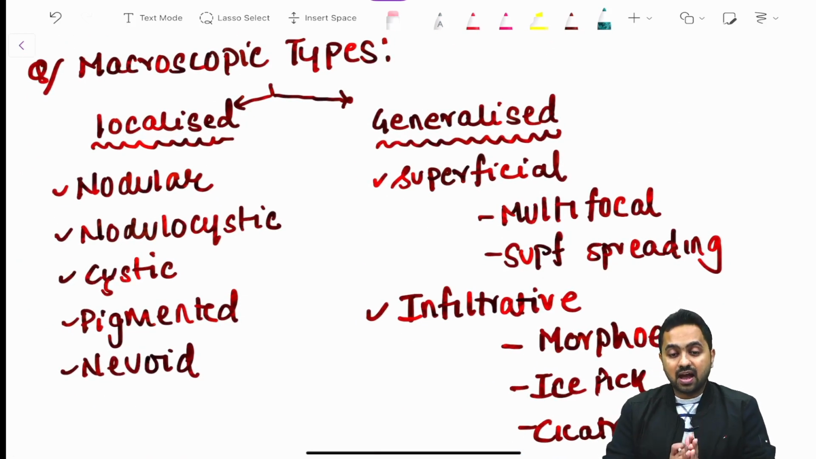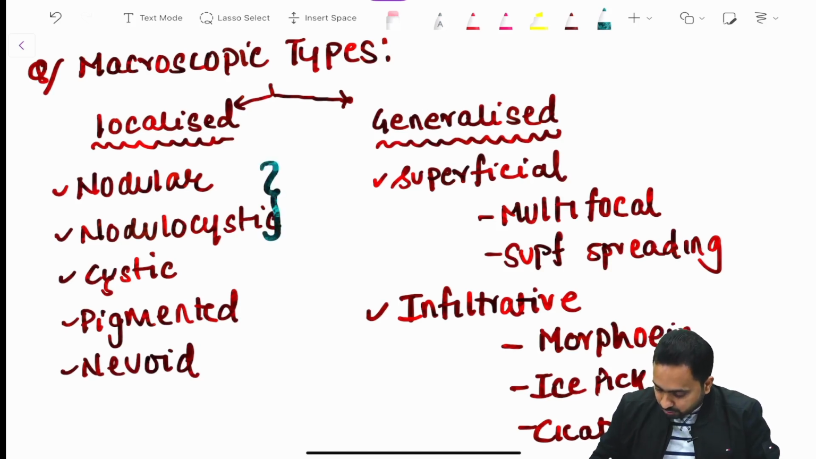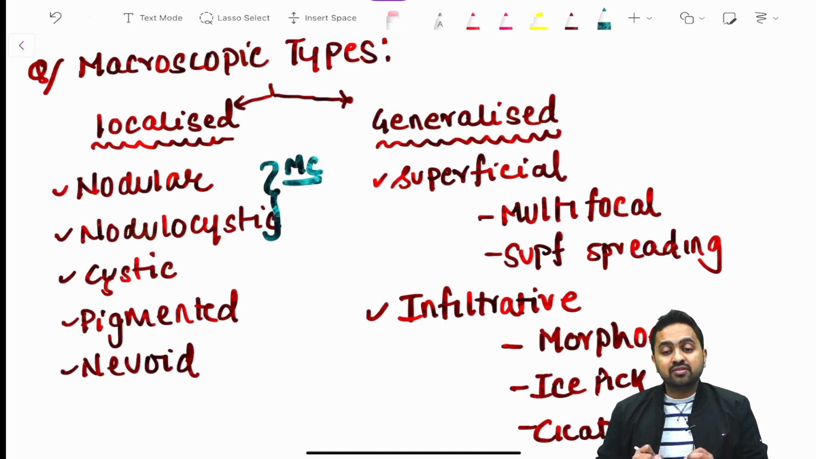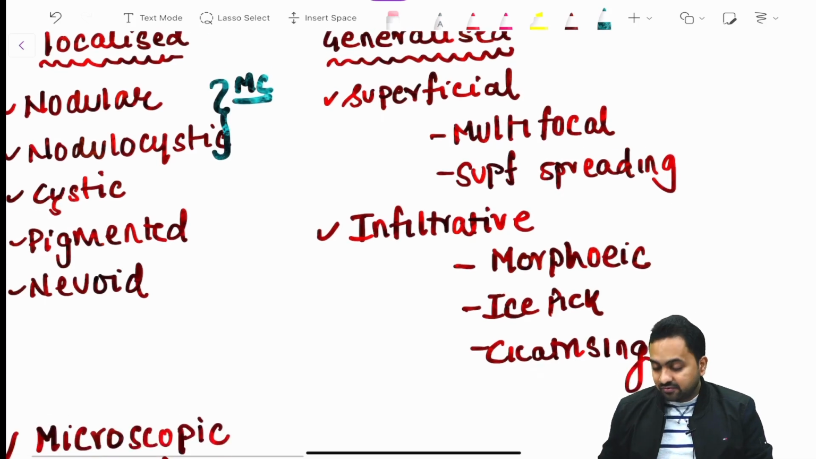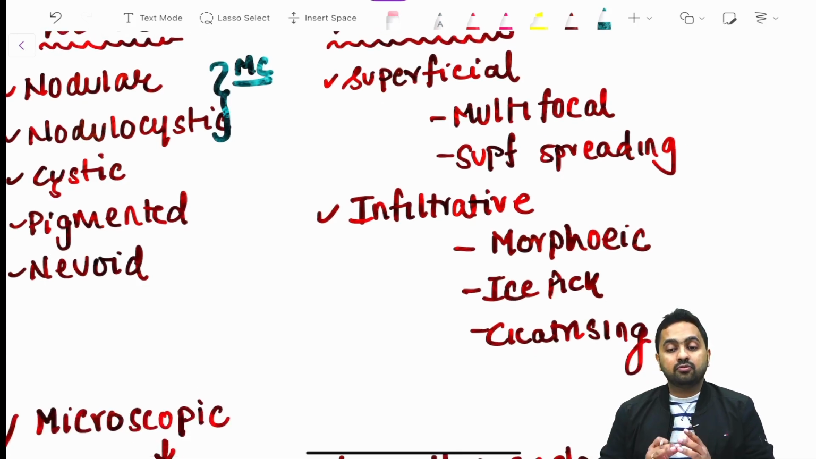In localized, we have the nodular and nodulocystic variant, the cystic variant, the pigmented variant, and the nevoid variant. The nodular and the nodulocystic are the most common variants. In generalized, we have the superficial and infiltrative types, where superficial includes multifocal and superficial spreading, whereas infiltrative type includes morpheaform, infiltrating, and cicatrizing types.